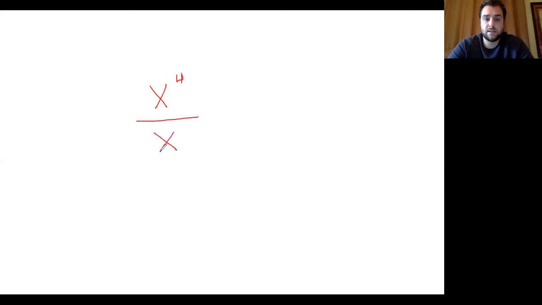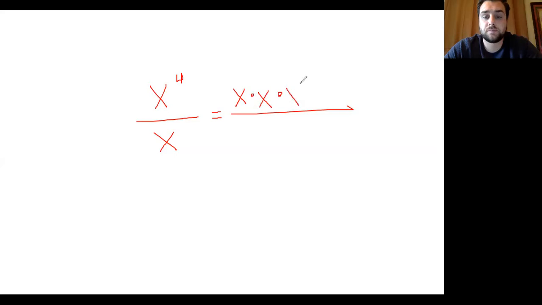Okay, we've seen examples like this. Well, once again, we're going to do the same thing that we did with our whole numbers, but instead, looking at x to the 4th, it would be x times x times x times x. Okay, you're multiplying x 4 times, or x to the 4th. Down here, we have just one x.